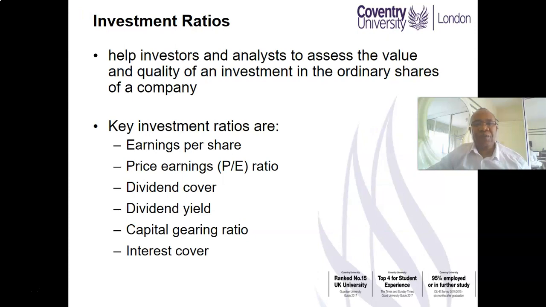The final ratios that we will now consider are investment ratios. The investment ratios focus on investors and analysts. They will need these ratios to assess the value and of course the quality of their investment in ordinary shares of a company. The key ratios are earnings per share, price earnings ratio, dividend cover ratio, dividend yield, capital gearing, and interest cover. Let us look at these ratios one by one.